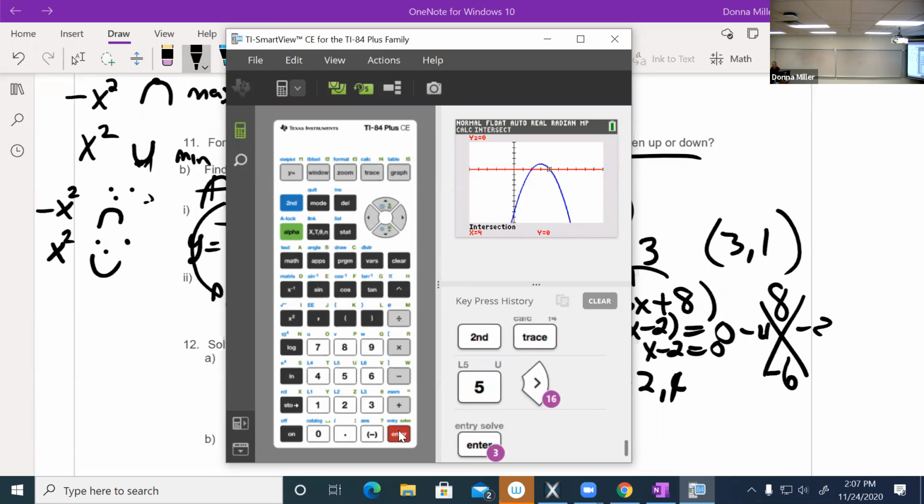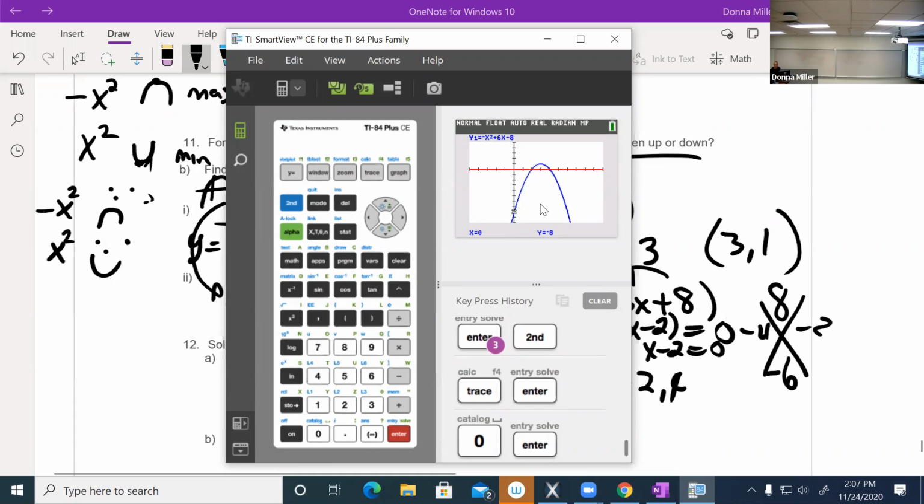Enter, enter, enter, right, and there we have it, okay? And the y-intercept, if you can't see it, second calc, you can do second calc value, let x be 0, comes back y is -8. So the calculator does all this for you as well. So whatever you want to do. The only thing with the calculator is you may have to adjust the window.